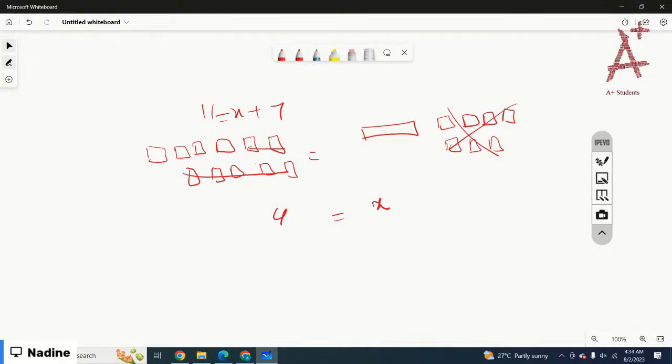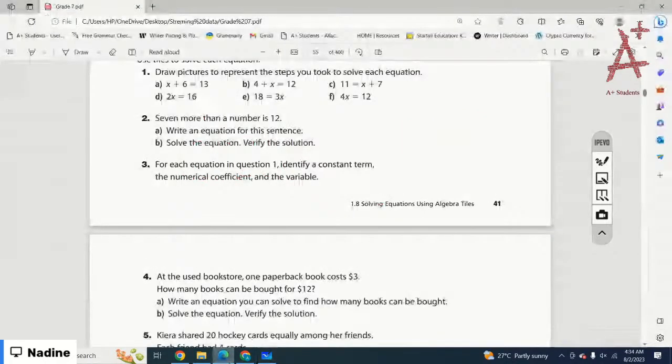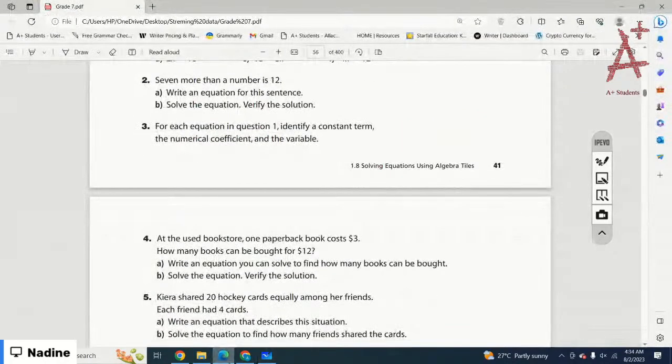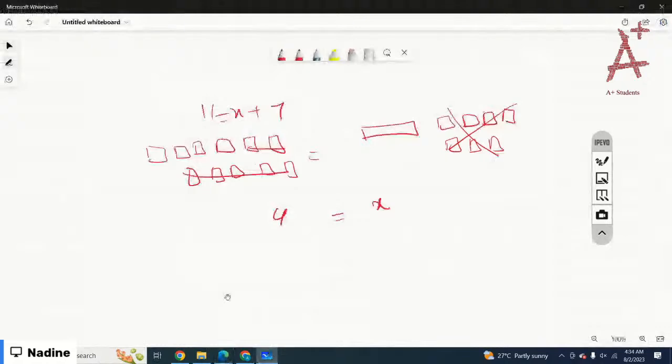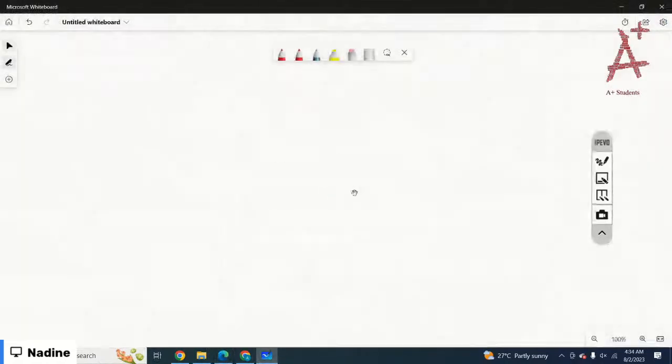Okay, the next one is, okay, let's just start with question number 2. 7 more than a number is 12. Write an equation for this sentence, solve this equation and verify the solution. Okay, 7 more than a number. For example, the number is x, right? 7 more than a number is 12. Just move 7 to the other side, so it would be 12 minus 7, and 12 minus 7 is 5.